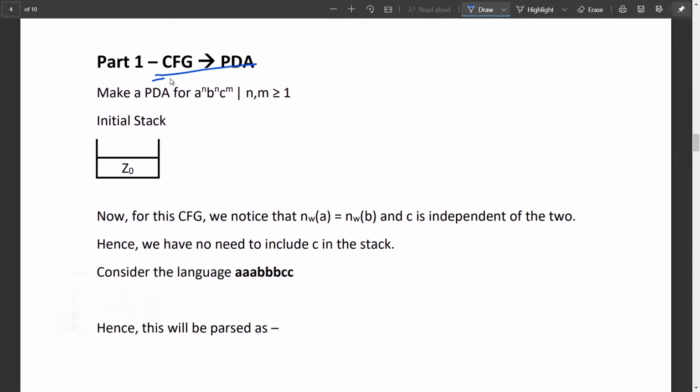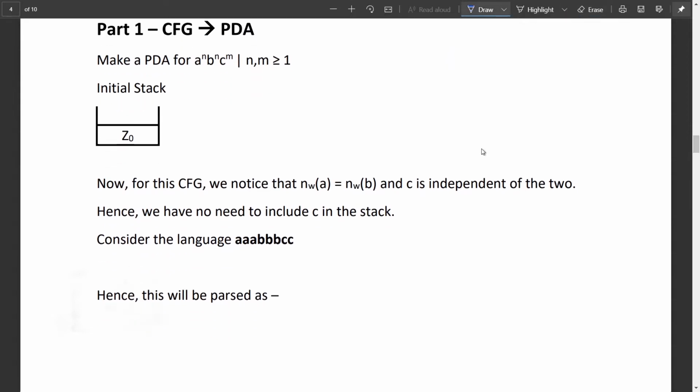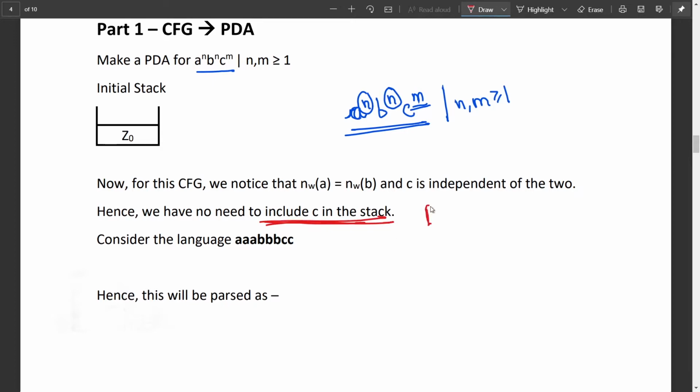So next up we'll move on to how to convert a CFG into a PDA. That's part 1 of the video. So we'll consider the string, or you can say the grammar, as a raised to n, b raised to n, and c raised to power m, where n comma m is greater than or equal to 1. As you can see that a and b have dependency on each other, like the number of a's will be equal to the number of b's in this particular automata, and c is completely independent. So since c is completely independent, we don't need to include it in the stack, so we'll not perform any push or pop operations for c, but we'll do so for a and b.